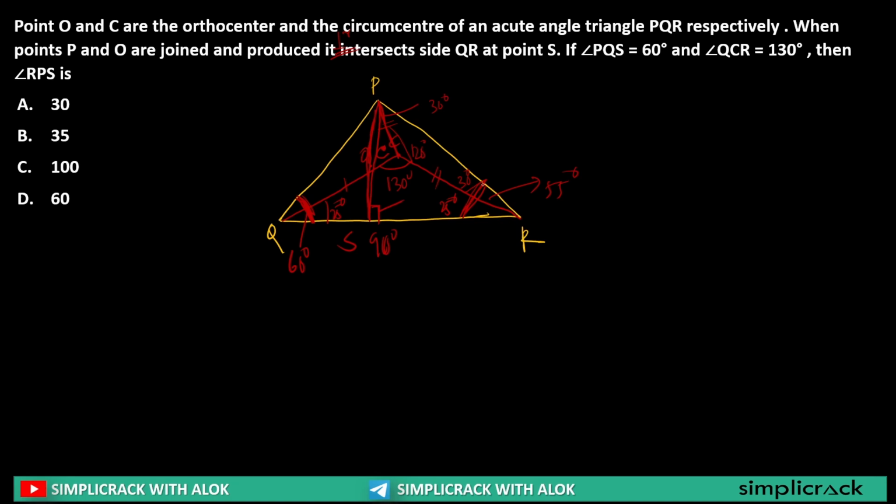So now this is 90 degree, this is 55 degree. So the total angle is 145 degree. So if I have to find out the rest angle, it is 180 minus 45, that is 135 degree. So that is the answer. This point is missing. It is produced and intersecting with QR at S and making a perpendicular over here.